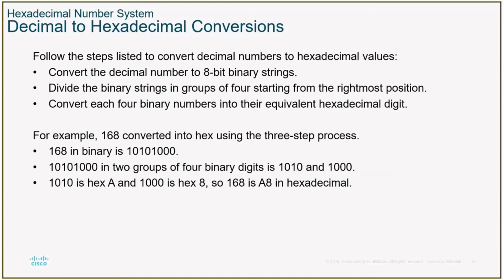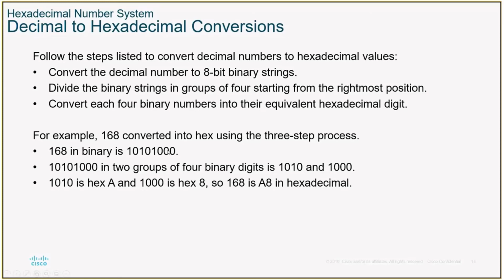Now, how do we convert decimal to hexadecimal? What we often do is convert those decimal numbers into 8-bit binary strings. Then we divide the binary strings into groups of 4, starting from the rightmost position, and convert each 4 binary numbers into the equivalent hexadecimal digit. You can go directly from decimal to hexadecimal and vice versa, and that will work, but it's a complex way to do it. Using binary as an intermediary is simpler to get your head around.